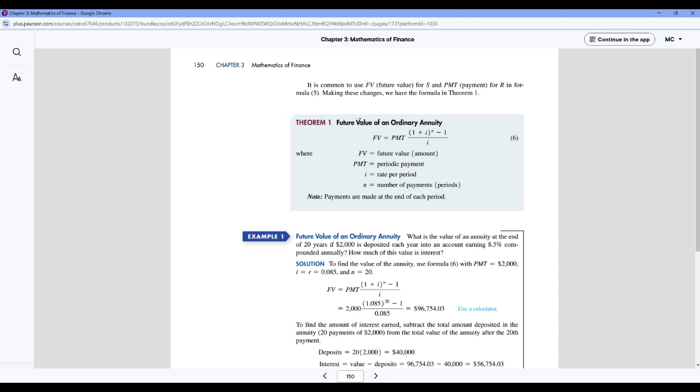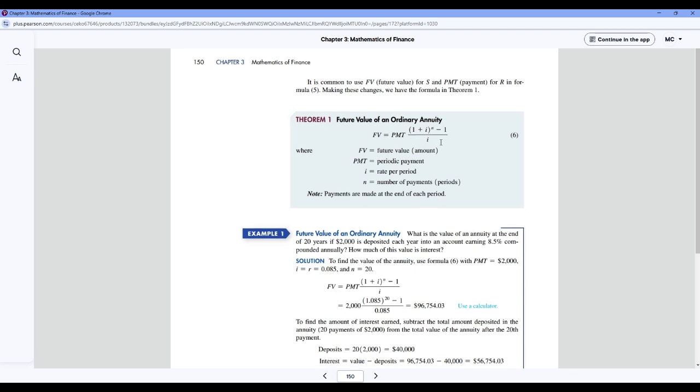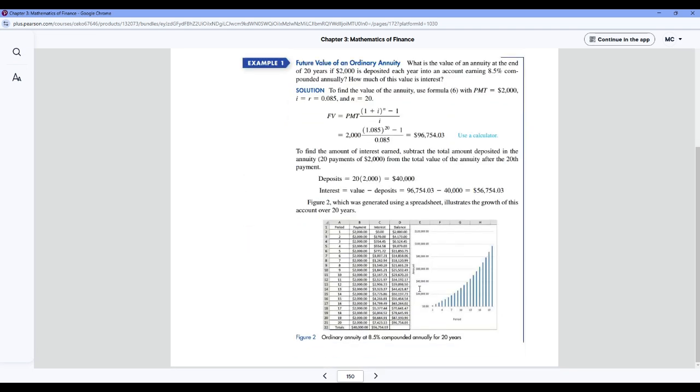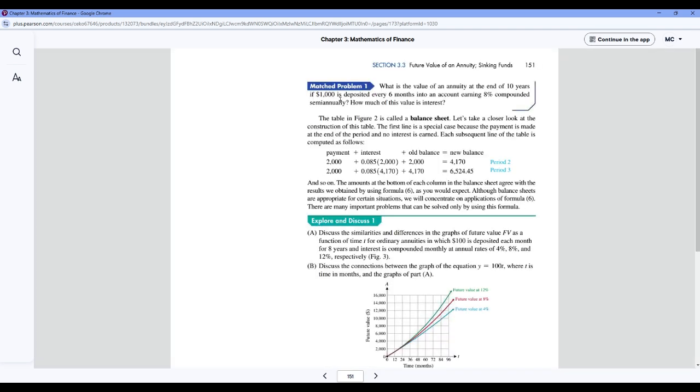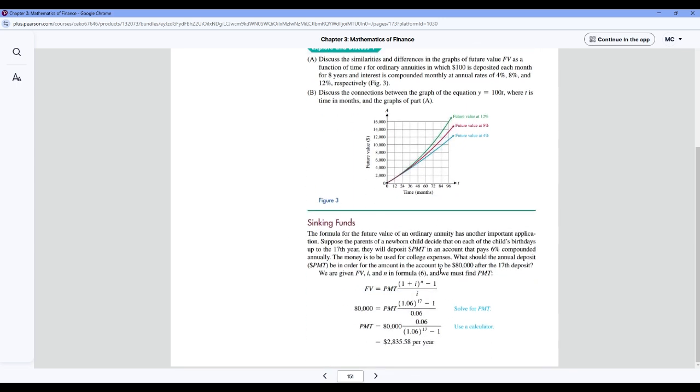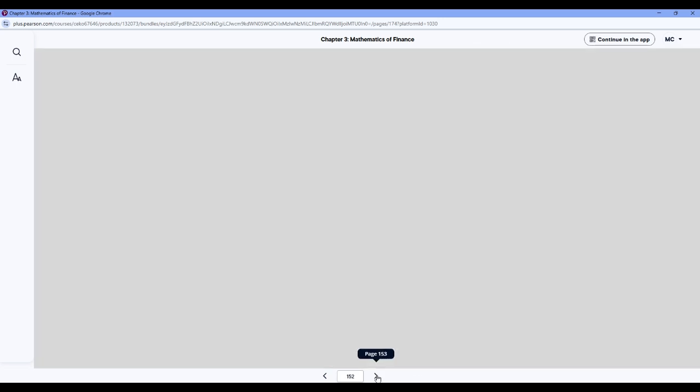All right, so here is our future value of an ordinary annuity. Your future value is equal to your periodic payment times 1 plus your rate per period raised to the number of payments, minus 1, divided by the rate per pay period. Okay? And you just plug it into the equation and got it. Okay. Balance sheet, making values, sinking funds.